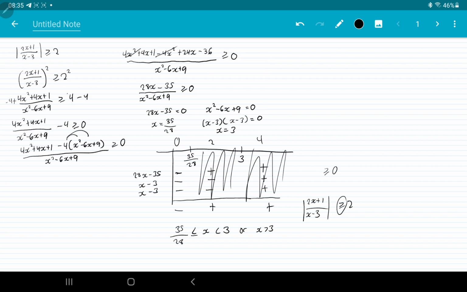So how about interval notation? Now for interval notation, we should get 35 over 28, by the way, you can simplify it, there's no problem, 35 over 28 and 3 union 3 to positive infinity. So this is our answer.